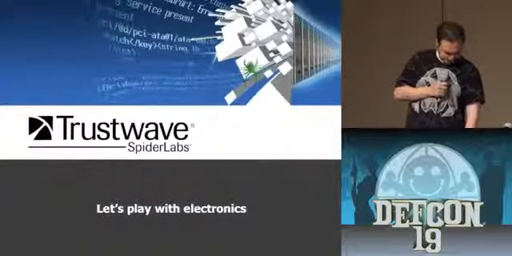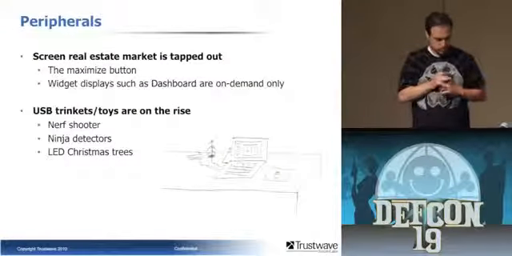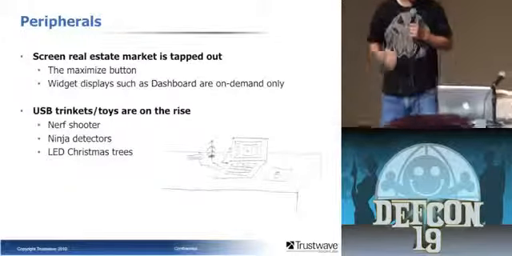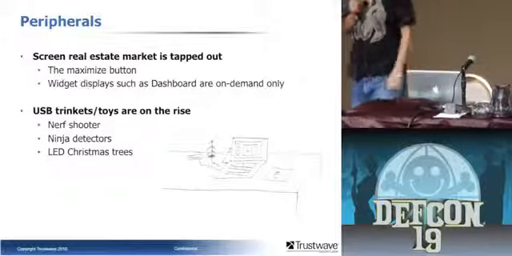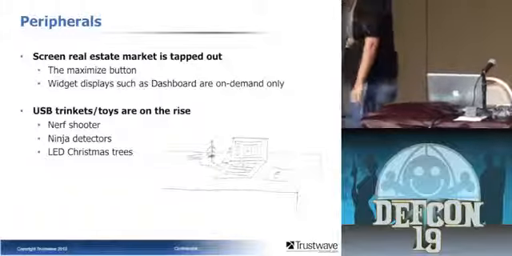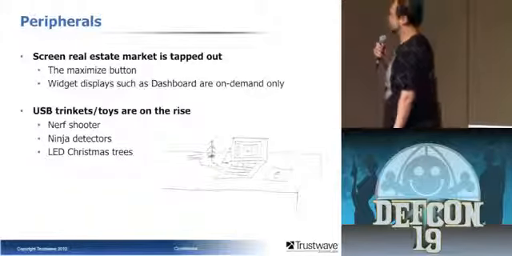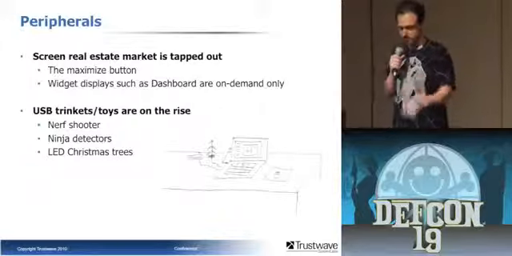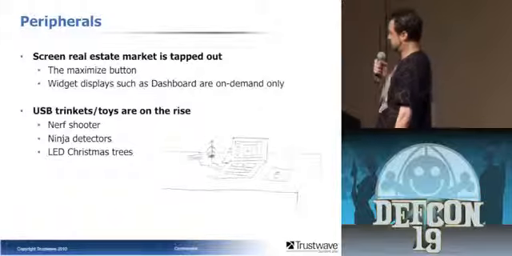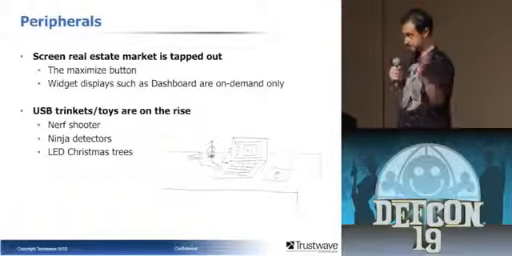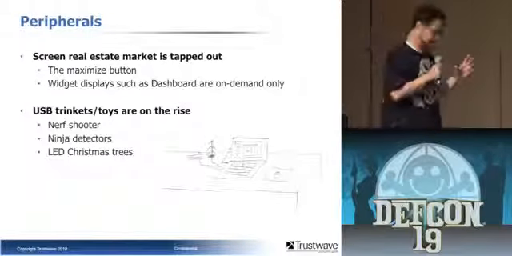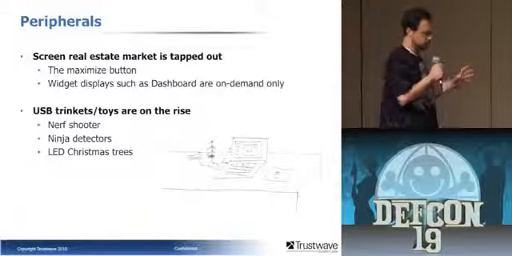All right. So this whole USB thing is going to light up here in a minute, I'll show you. The idea of these peripherals: if you have things like USB Nerf shooters, ninja detectors and LED Christmas trees, this huge market that ThinkGeek makes a lot of money on, if you have all this stuff hanging around your desk, maybe that's the place to put this. I started off this idea a while ago thinking I was going to put it in some little window in the side, maybe in a little square somewhere on the screen.